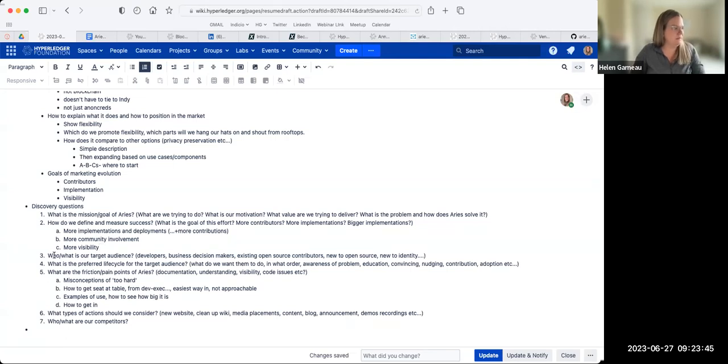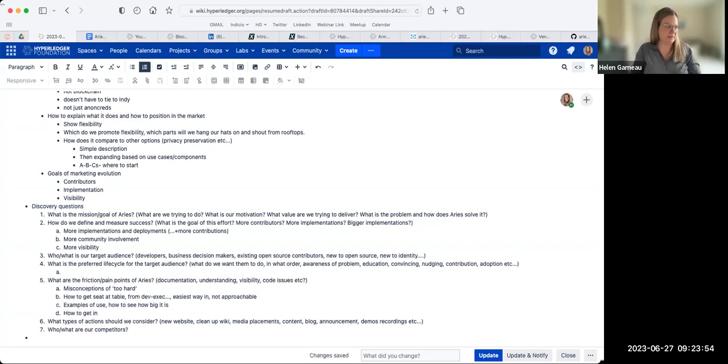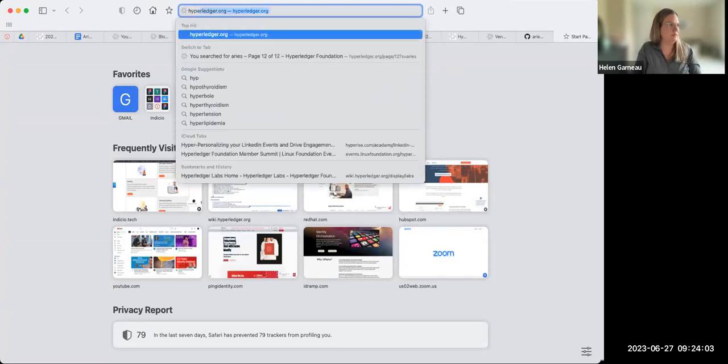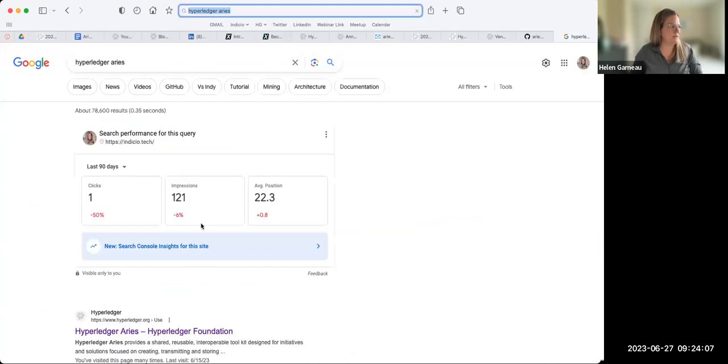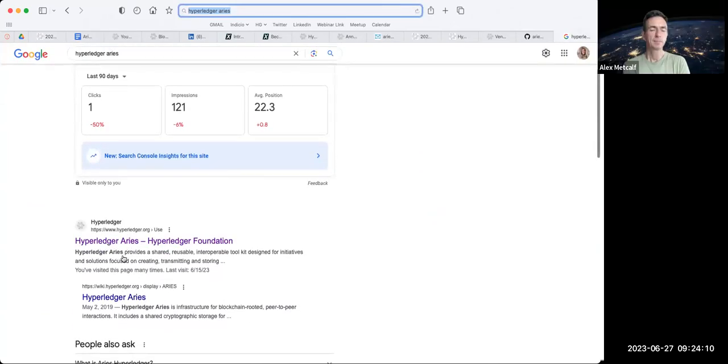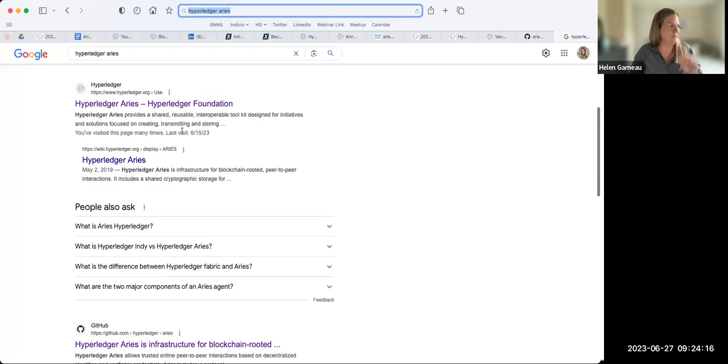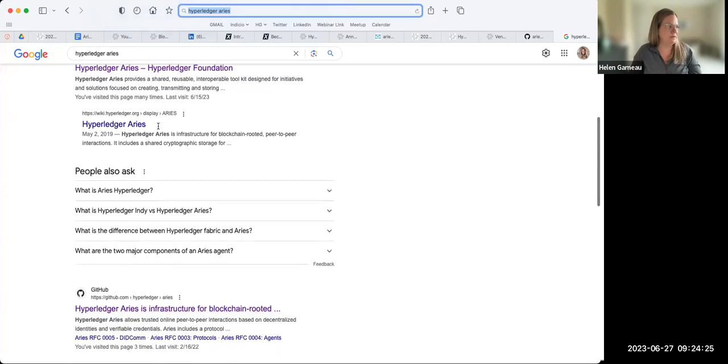Let's see here. As far as preferred life cycle, what do we want them to do? In what order? Awareness, education, convincing, whatever. So this is where I think, coming to the hype, if you just search Hyperledger Aries, the first thing that comes up is the page. Yeah, they have top placement. They do a pretty good job in terms of SEO and ad buys and all that good stuff. Because then you can see the announcement right there, and then you have the GitHub. So if we look at those two places, that is where people will probably land first.